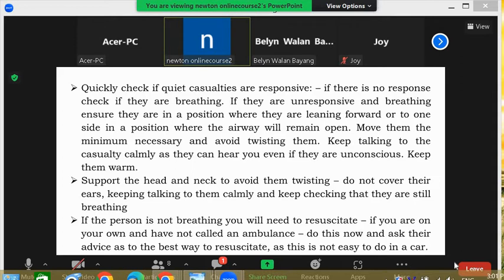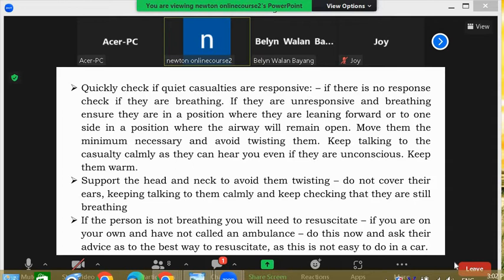Keep talking to the casualty calmly, as they can hear you even if they are unconscious. Keep them warm. Even if the person is not responding, you have to talk to the patient because they may hear some voice. So you can reassure the patient that no problem will happen. People will come, we are all here, and we will save you. Then rub the patient's hands to keep the patient warm.